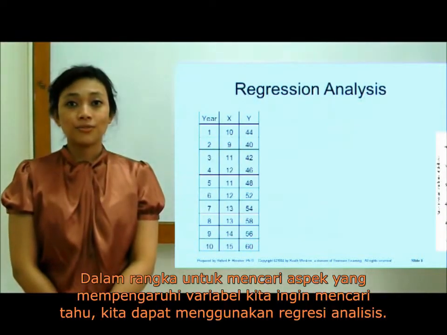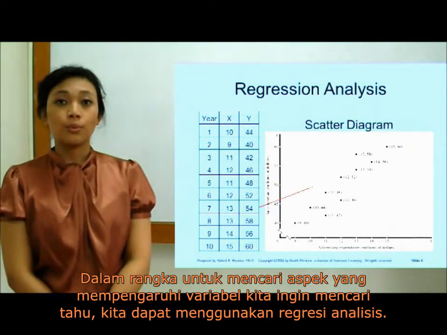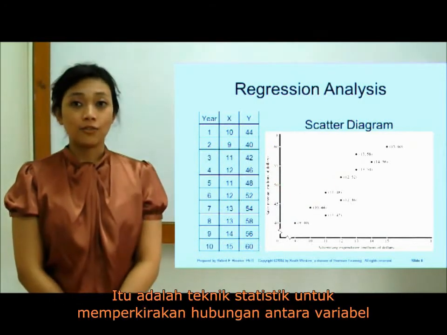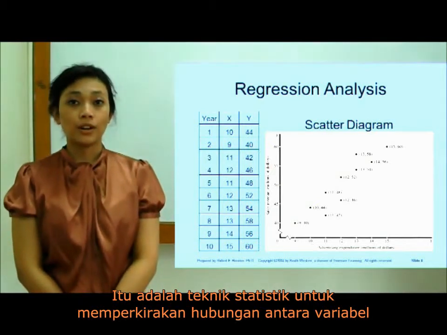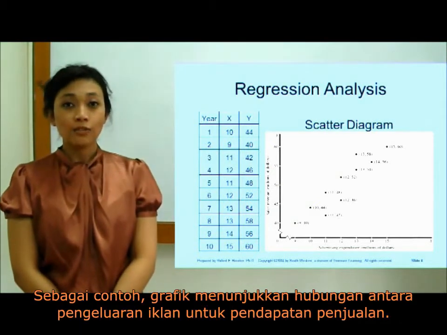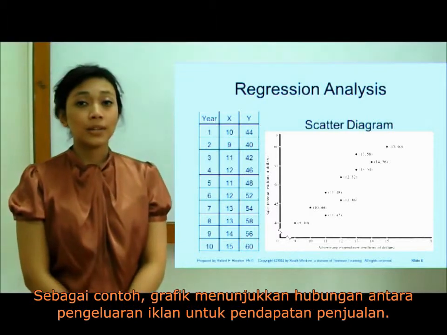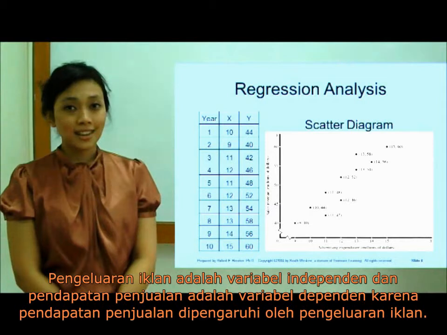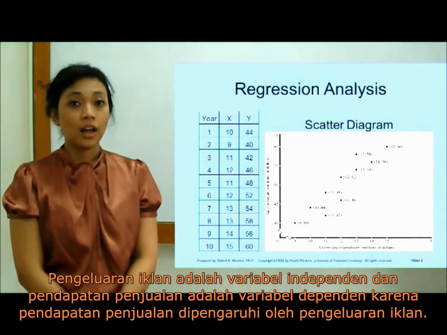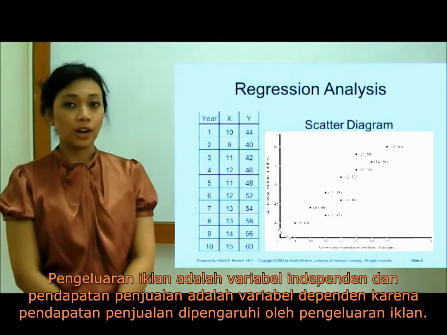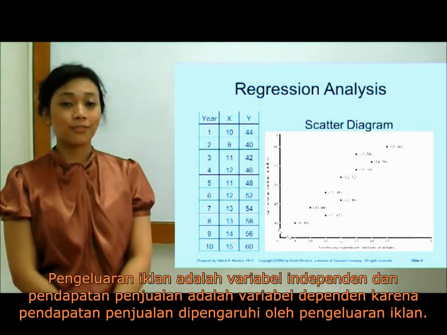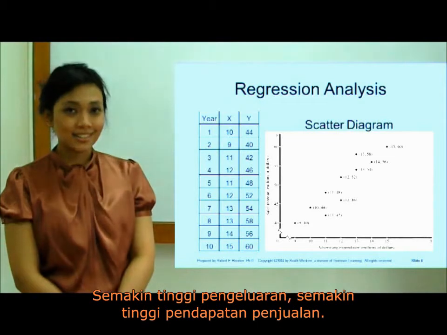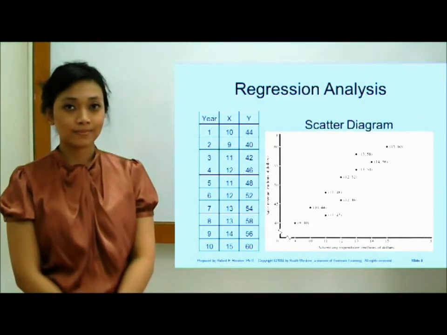In order to find the aspects affecting variables, we can use regression analysis. It's a statistical technique for estimating the relationship among variables. For example, the graph is showing the relationship between advertising expenditure and sales revenue. Advertising is the independent variable, and sales revenue is the dependent variable, because sales revenue is affected by the ad expenditure. The higher the expenditure, the higher the sales revenue.